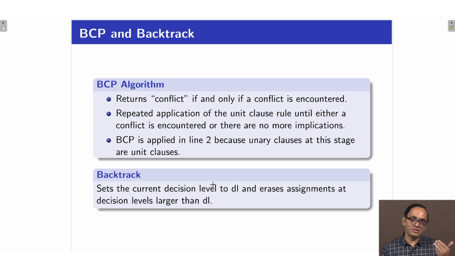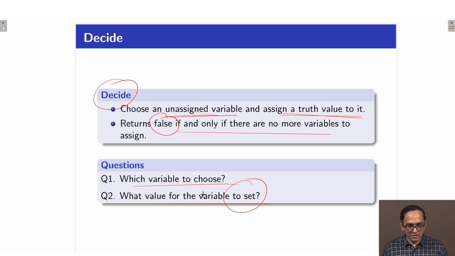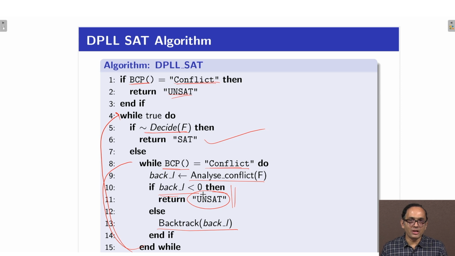BCP I have already discussed, this is just unit clause propagation. It may return a conflict if a conflict is encountered, otherwise it just applies unit clause resolution until I reach a conflict or there is no more implication possible. It is also applied in line 2, because at the start itself you may have some unary clause. And backtrack I already discussed: if the current decision level is this, it just erases all the nodes in the current decision level and goes to DL minus 1. So, this is the overall DPLL algorithm in a nutshell.